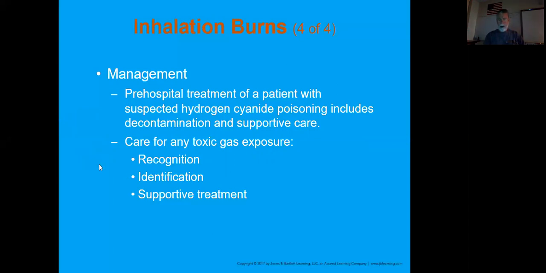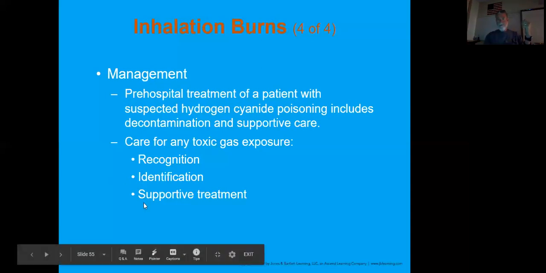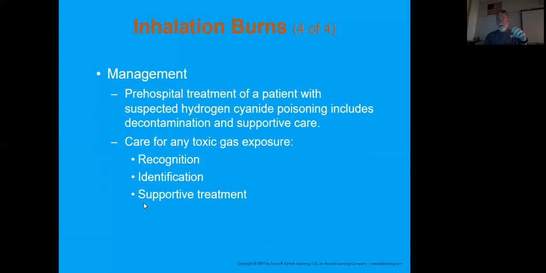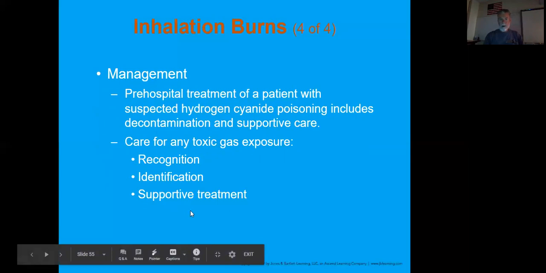any gas or toxic gas exposure. And this is where we start to refer to 704s or placards, recognizing it, right? Need to know what they were exposed to so I can identify it. And there are different treatments potentially for these gases. Your primary concern is to get them out of that environment and supplemental oxygen.